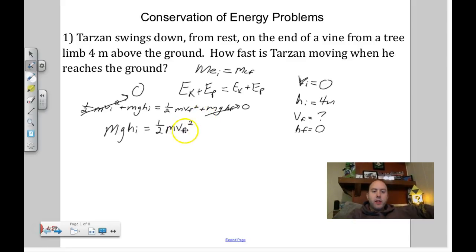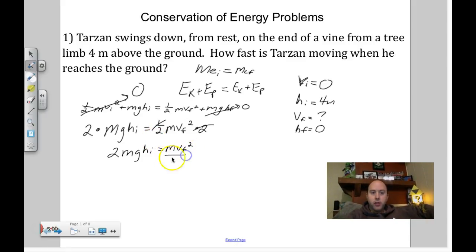Okay, my goal is to get final velocity by itself. How am I going to do that? Step 1, I'm going to get the half over. How? I'll multiply both sides by 2. That will get rid of the half here and bring it to the other side. So now I have 2 times mass times gravity times the initial height equals mass times final velocity squared.